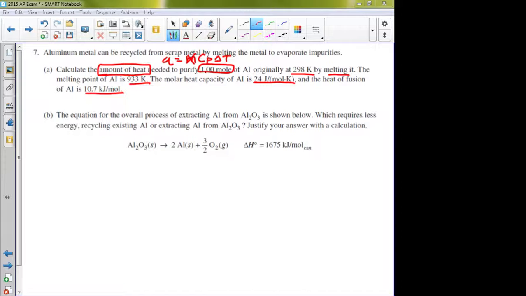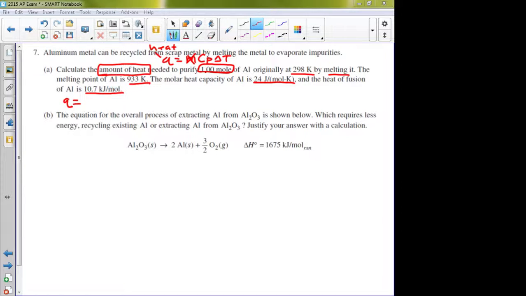So Q is your amount of heat. So how much heat is it going to take? First of all, before I can ever evaporate the impurities off, I've got to get it to melt, right? That's what it's telling me that I've got to do. So how much heat is it going to take to melt?